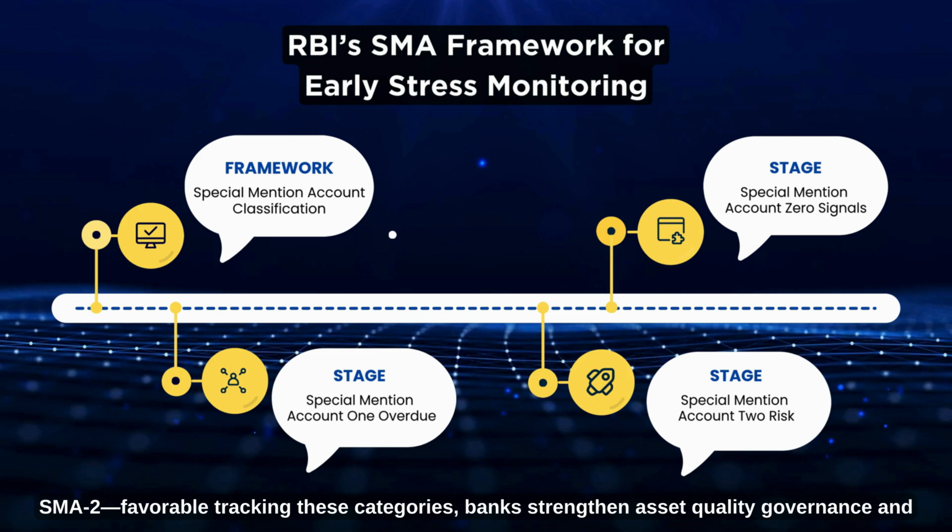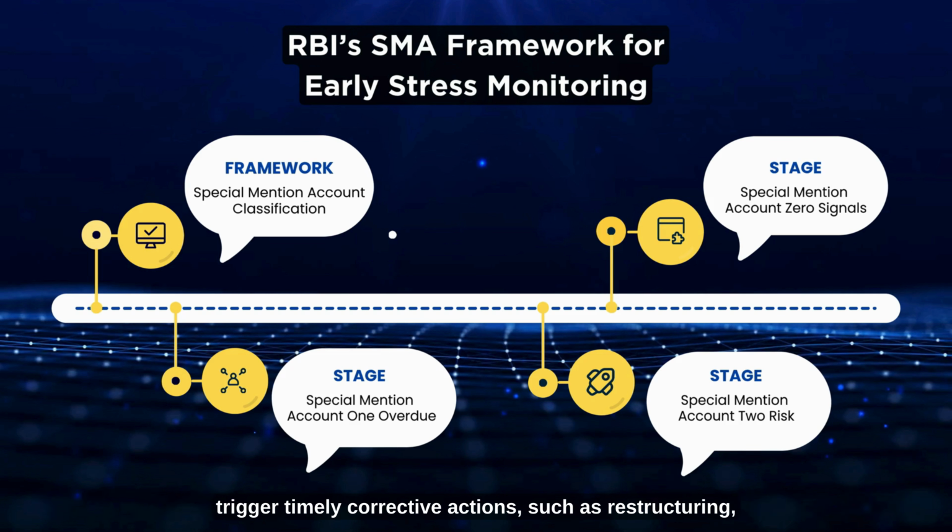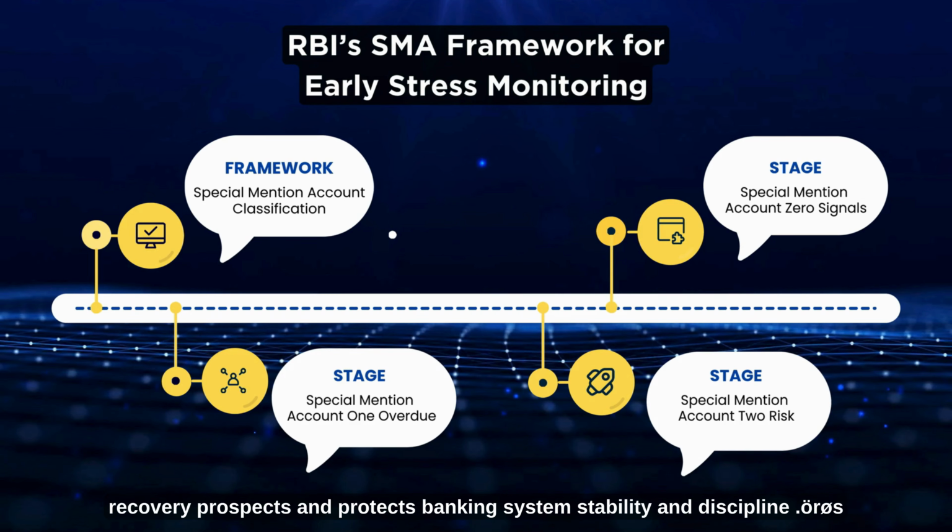By tracking these categories, banks strengthen asset quality governance and trigger timely corrective actions such as restructuring, monitoring, or borrower engagement. Key takeaways: early stress detection prevents sudden loan deterioration. RBI's SMA framework creates structured monitoring before default. Proactive recognition improves recovery prospects and protects banking system stability and discipline.